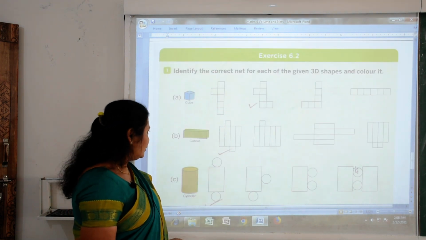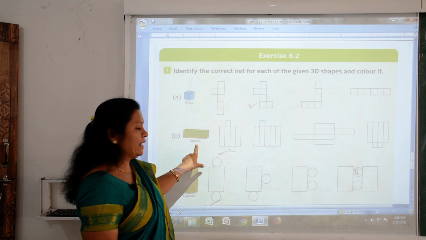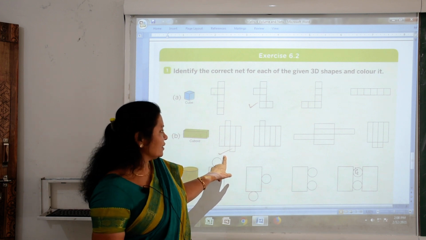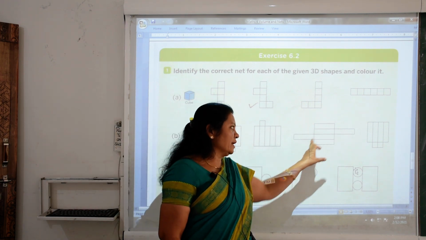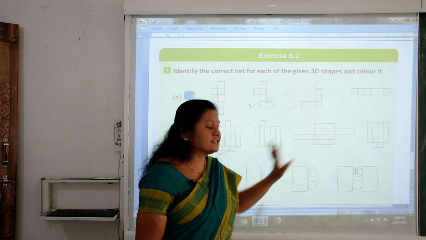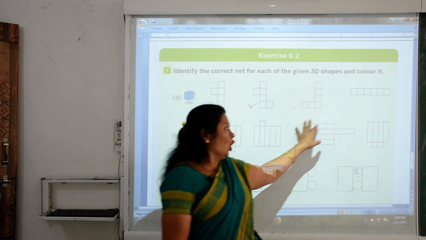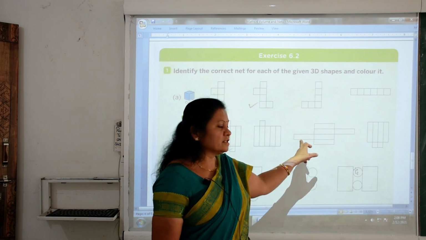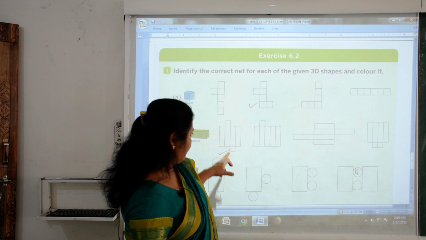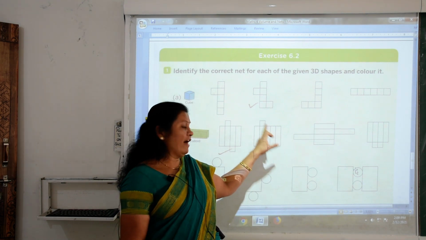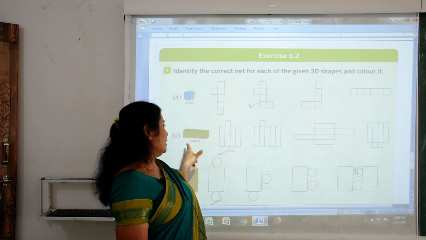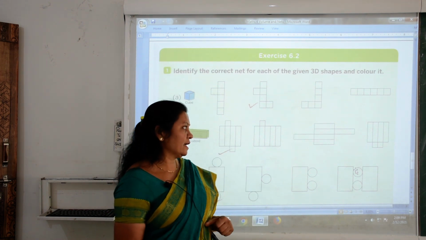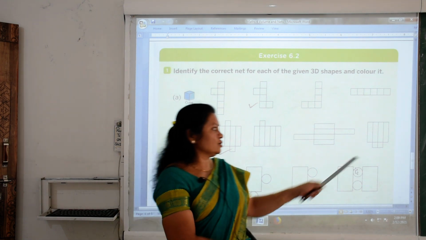Now second, this is a cuboid shape, which is the correct net given here? So this is the correct net. Here you see all 6 rectangles given, but all the rectangles are equal in size. So this is not correct. Here 5 rectangles are given, no, but in the cuboid shape there are 4 rectangles and 2 other rectangles of a different size. So this is not correct.